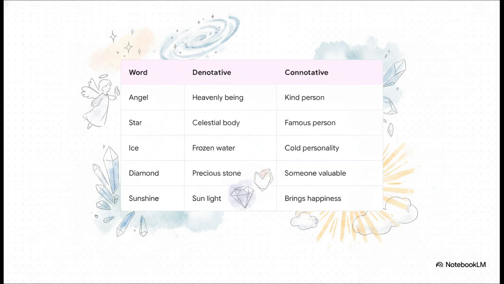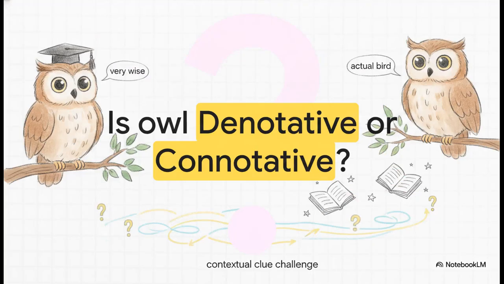Now, what's really interesting about this slide is how it lays out the evidence for a bunch of different words. Take angel. Denotatively, it's a heavenly being, but connotatively, it's just a really sweet, kind person. Or star, literally a ball of gas in space, but figuratively, a famous celebrity. Ice is frozen water, but if someone has an ice personality, they're super cold and unfriendly. Diamond is a precious stone, but it also means someone incredibly valuable to you. And sunshine is literal light from the sun, but it can totally represent that one person who just brings boundless happiness into a room.